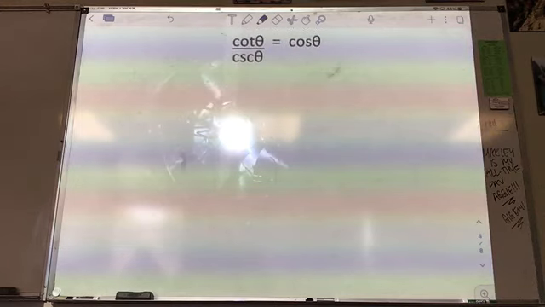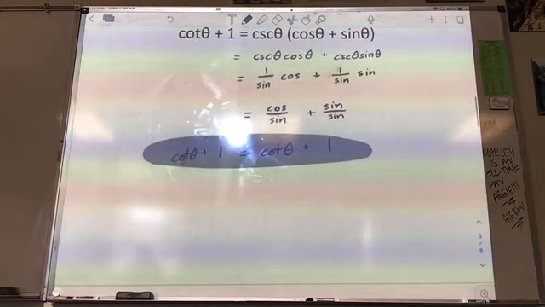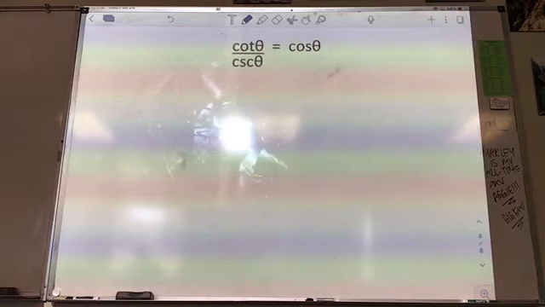Let's try another one. Which side looks more complicated? First side. The left one, okay? So we can't do any algebra, there's no distributing, factoring, anything like that. So let's just change everything to sines and cosines. Yeah, Pierce. On this one, something over itself equals 1. The left side was already the left side. Okay, so the left side of this is more complicated, so we're going to ignore that cosine theta for now, and I'm going to change everything to sines and cosines.